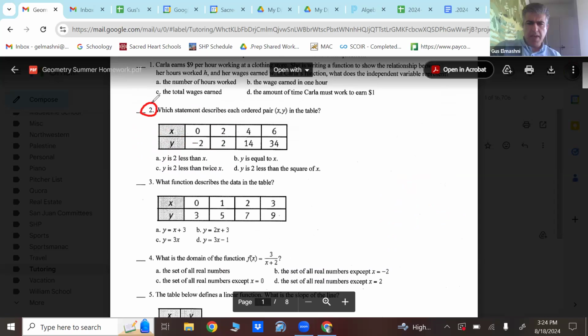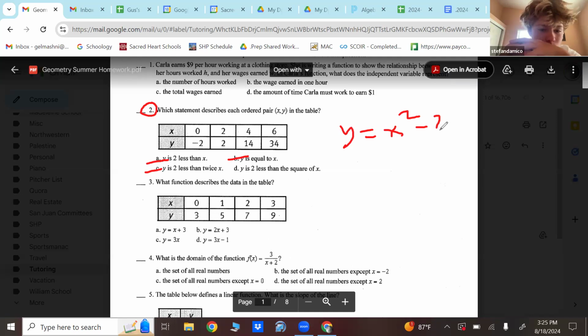So in this case, Y doesn't change consistently with X. So it's probably going to be a square situation. And they obviously don't equal each other. So my guess is D is going to probably make the most sense. That makes sense. We plug in like 6 for X, you get 36 minus 2 is 34. 4 squared minus 2, that's 16 minus 2 is 14 and so forth. So yeah, so you get D.